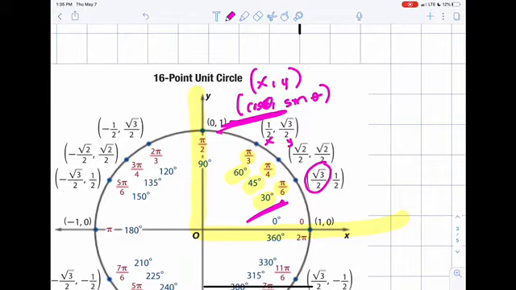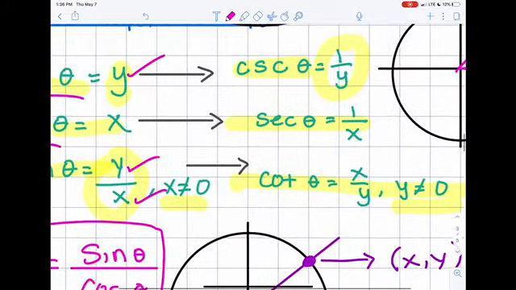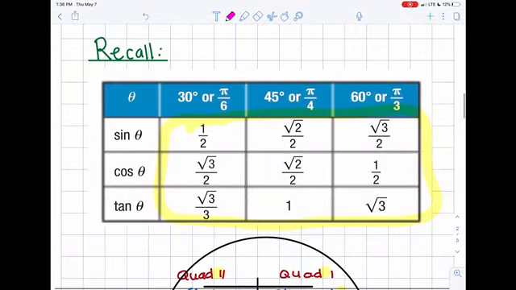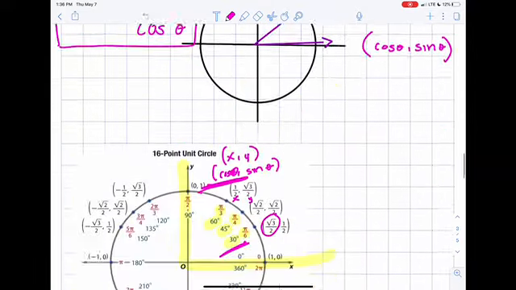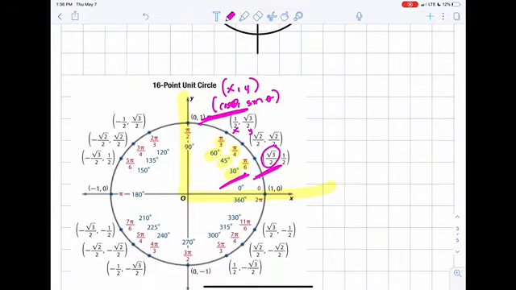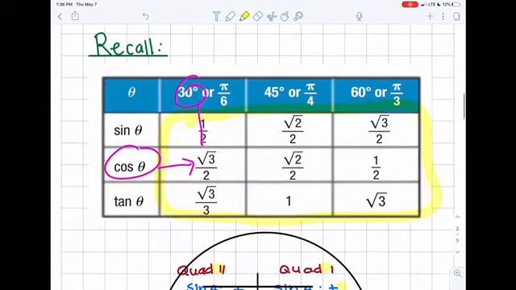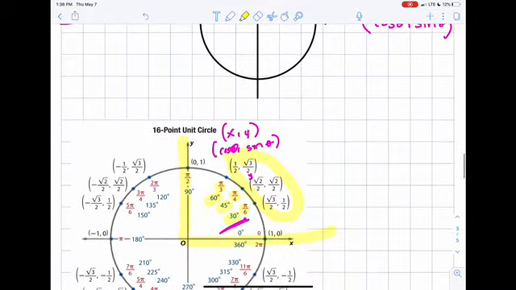Let me confirm that with the table up here. Well, let's zoom in. So cosine of 30 degrees, that's square root 3 over 2. So all these solutions here, those are all the solutions on this table. They're the exact same solutions.